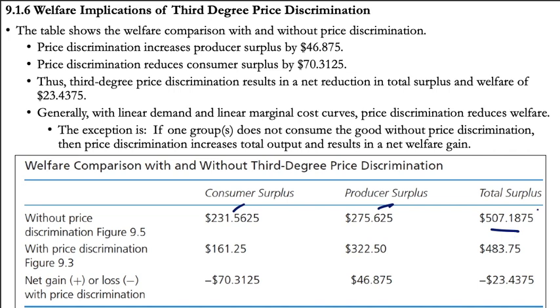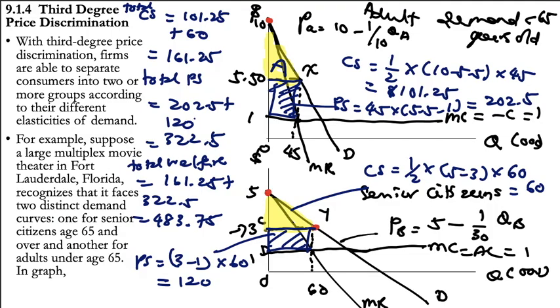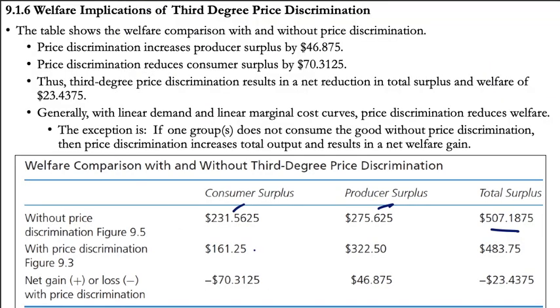Okay. But then with price discrimination, if we recall the previous one, the total consumer surplus here is 161.25. The total producer surplus is 322.5. So if you look here, the summary, it is right, 161.25, 322.5. So when you add up both of them, you get the total welfare for the third degree price discrimination, which is 483.75. So as you can see here, consumer surplus, the difference is this. Producer surplus, the difference is this. And the total surplus, the difference is this.